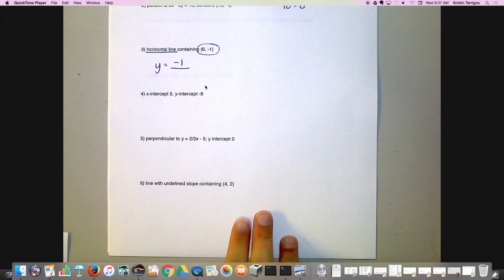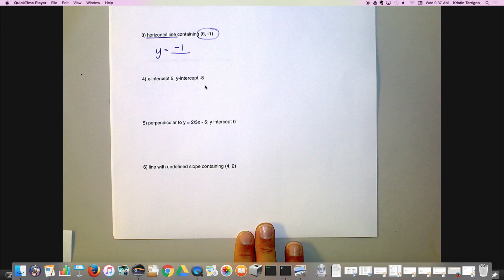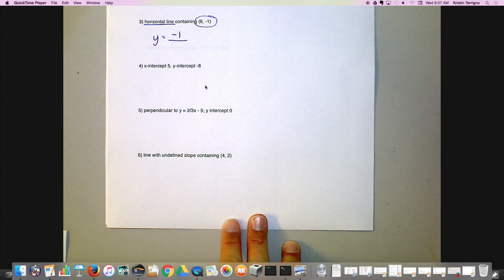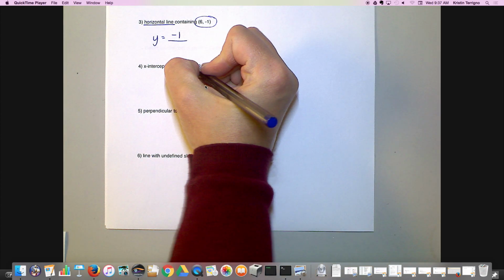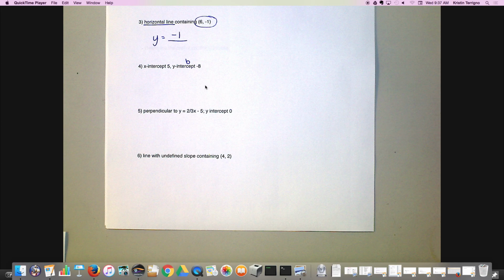All right, look at number 4. X-intercept of 5, Y-intercept of -8. So this one's kind of nice in that I have a Y-intercept here, right? I'm not going to have to work for that. How can I get slope from that, though?